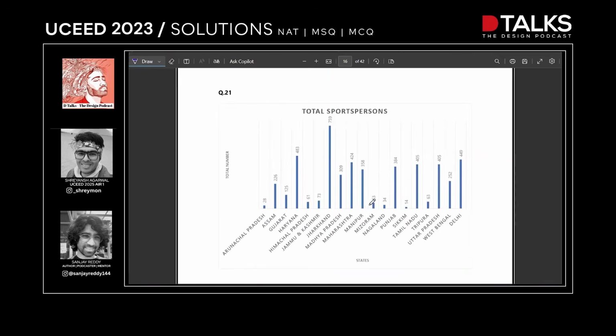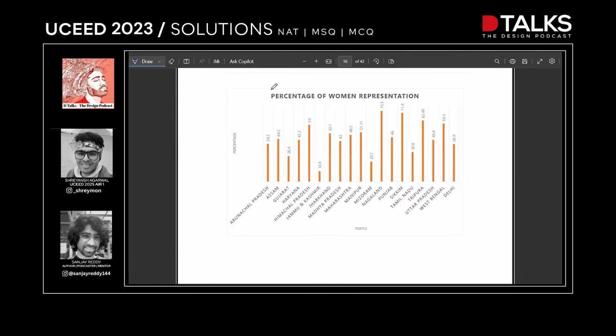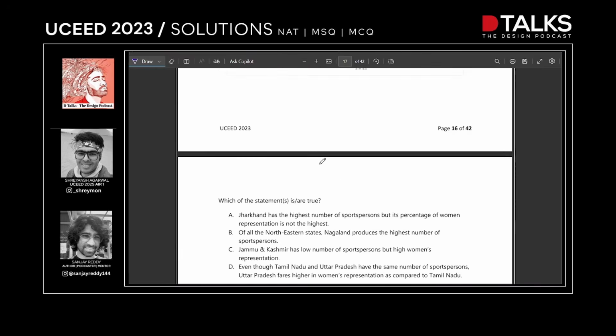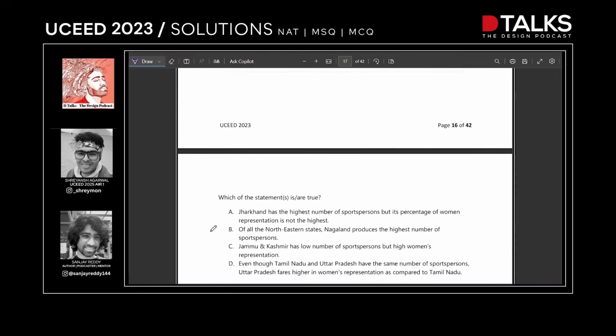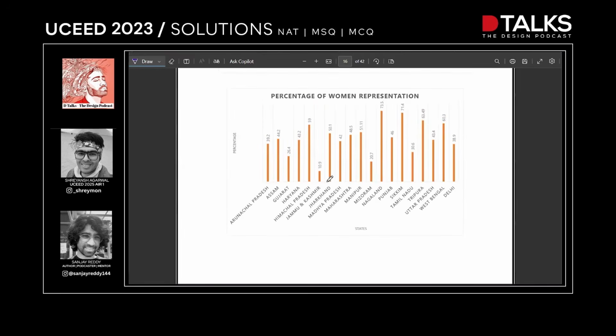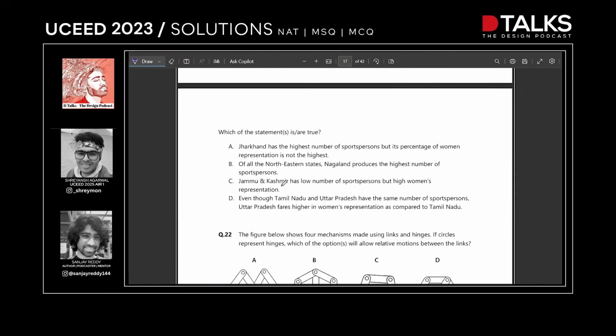Highest number of sports person. So it's already given the number of sports person. Jharkhand is the highest, so that part is correct. And this is percentage of women representation. You literally don't have to do anything. You just have to compare graphs. But its percentage of women representation is not the highest. So Jharkhand ka women representation is not the highest. There are other states with higher representation. So A is correct.